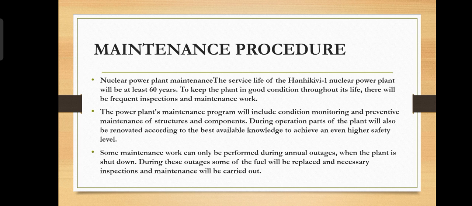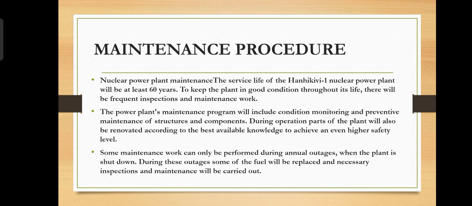In nuclear power plant maintenance, the service life of the Hanhikivi 1 nuclear power plant will be at least 60 years. To keep the plant in good condition throughout its life, there will be frequent inspection and maintenance work. The power plant's maintenance program will include condition monitoring and preventive maintenance of structures and components.